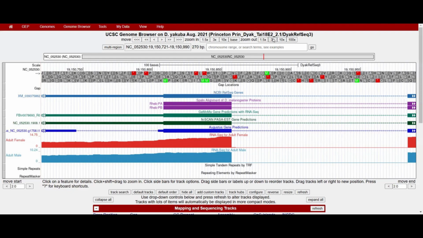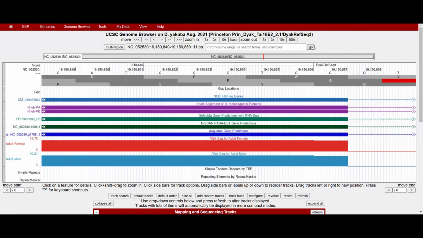Now we need to determine the phase of the splice donor site for CDS1. In order to do this, let's enter NC_052530:19,150,849 to 19,150,859 into the chromosome range or search terms text box and click on Go. Here we see the last complete codon containing three nucleotides of CDS1 before the splice donor site codes for the amino acid tryptophan in frame +1, arginine in frame +2, and valine in frame +3.